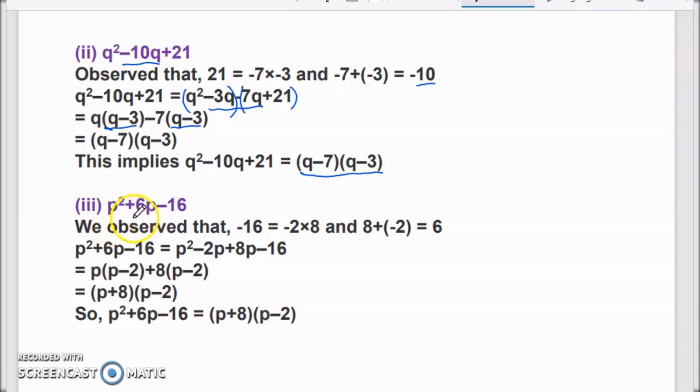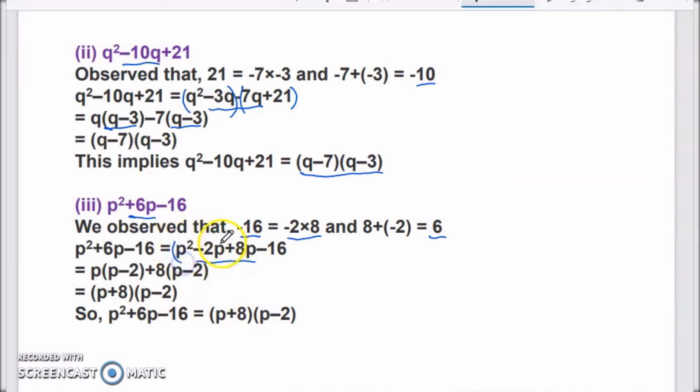The third one is p square plus 6p minus 16. So this 6p is the middle term. Now if we observe the factors of 16, we will see that 2 and 8 are the factors. Since there is a minus sign here, one of them has to be negative. So minus 2 into 8, their product will give us minus 16. Also 8 minus 2, if we subtract, we will get 6. So therefore we will split 6p in this way, minus 2p plus 8p, or 8p minus 2p. That way also you can write it.